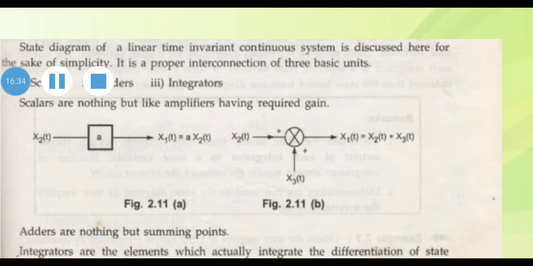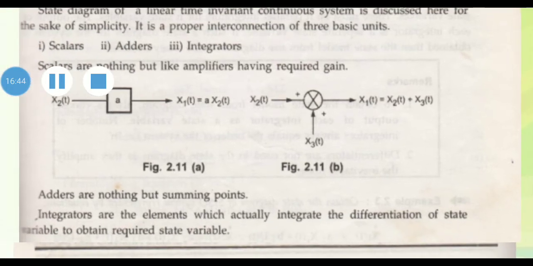So these are the scalars, adders and integrators. Scalars are nothing but amplifiers having required gain. Adders are nothing but summing points. Integrators are the elements which actually integrate the differentiation of state variable to obtain the required state variable.